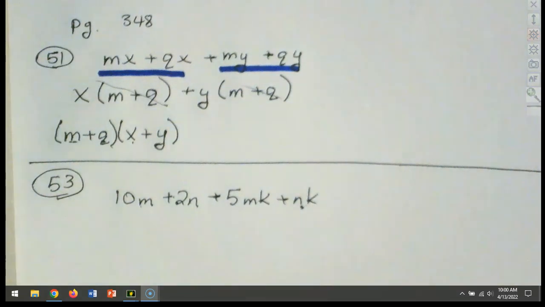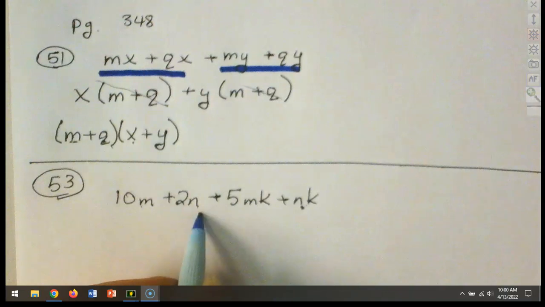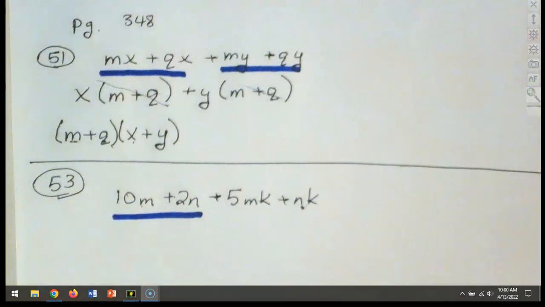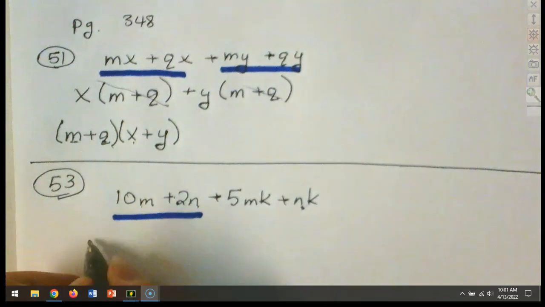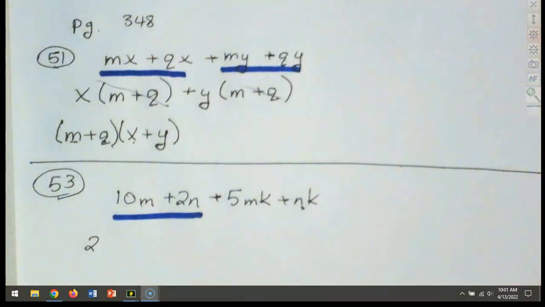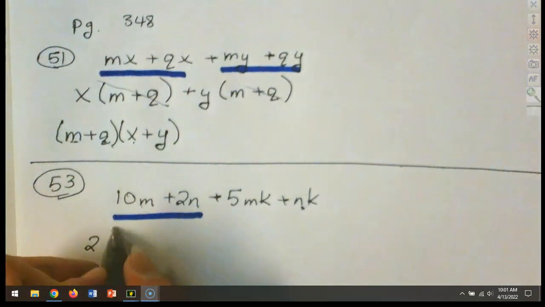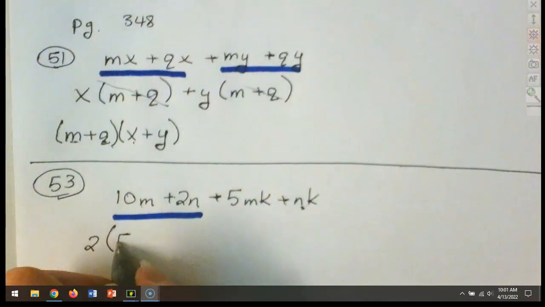Nothing can come out. Most of the time, you're not going to be able to. But there are several cases where you're going to have to. Nothing comes out, so now we're going to factor by grouping. So we group the first two together. What can come out? 2. Anything else? Nope, doesn't look like it. So the 2 comes out, and that leaves you then with the 5m plus n.